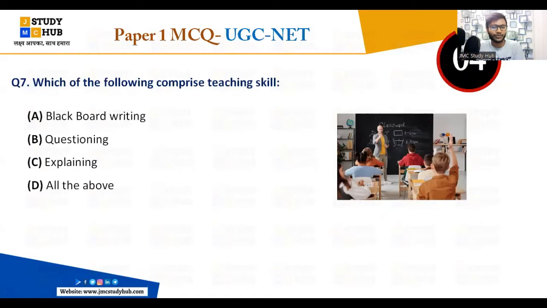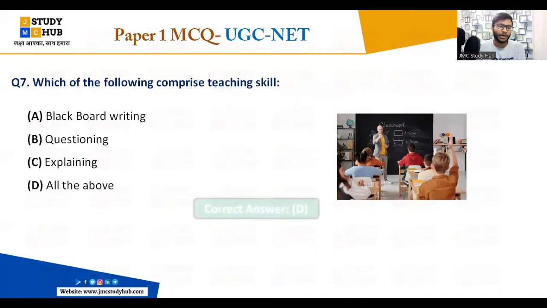Very important questions from the teaching aptitude, right? So for the teaching skills, it is very important to know what skills have to be in the teacher. So that is blackboard writing. Yes, that is absolutely right, you are all right. Blackboard writing is a teaching skill, questioning is also, and explaining is also.